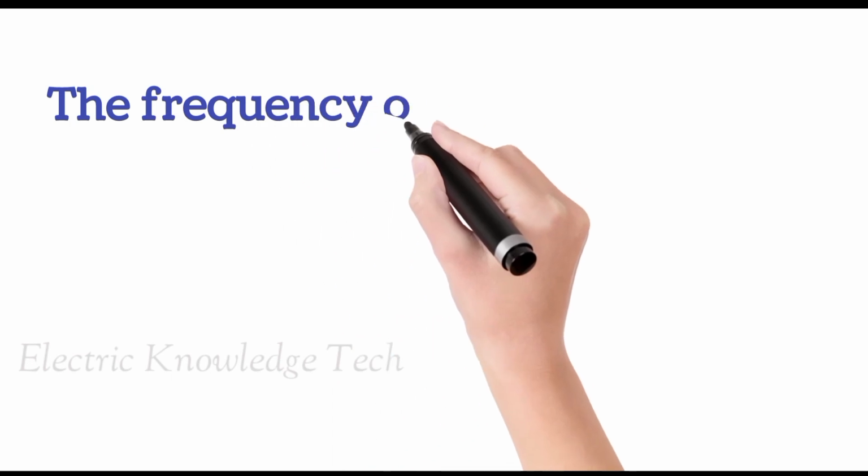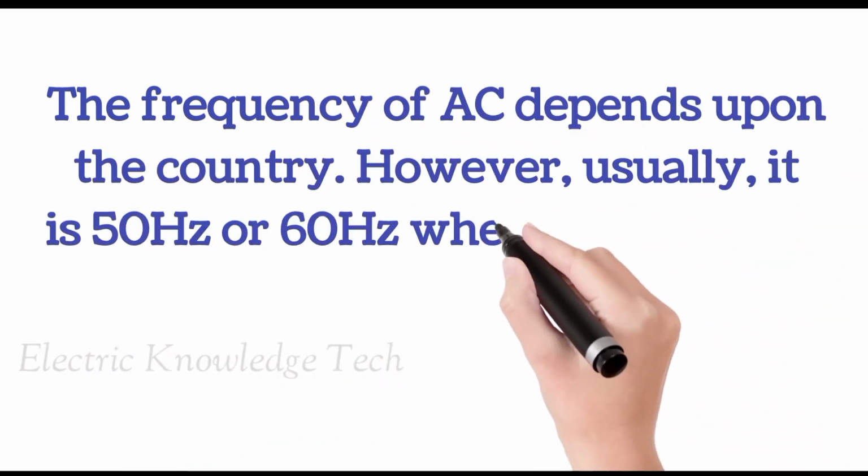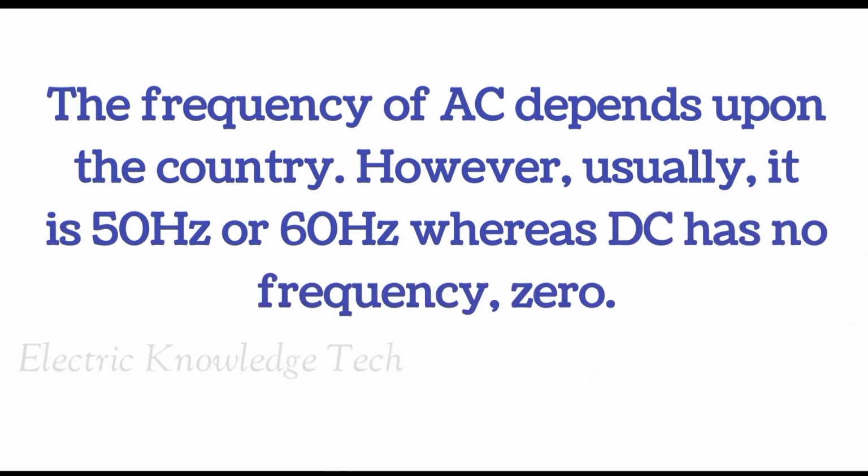The frequency of AC depends upon the country. However, usually it is 50 Hz or 60 Hz, whereas DC has no frequency, 0.